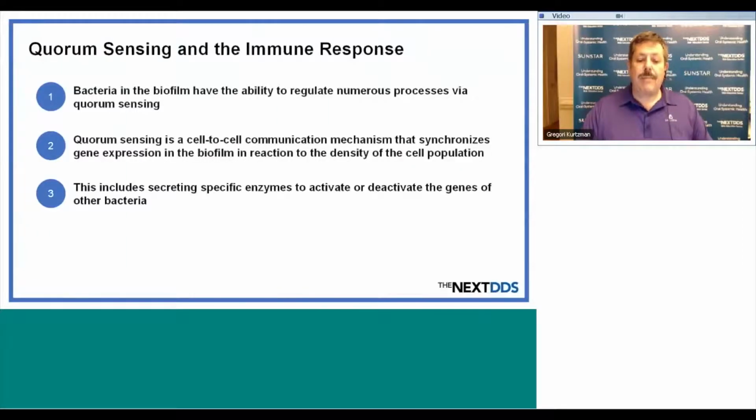Bacteria in the biofilm have the ability to regulate numerous processes through quorum sensing. Quorum sensing is a cell-to-cell communication mechanism that synchronizes gene expression in the biofilm in reaction to the density of the cell population. So as the cell population increases, the bacteria basically start working together by communication, and they turn things on and turn things off in order to make the community thrive and grow. This includes secreting specific enzymes to activate or deactivate the genes of other bacteria.